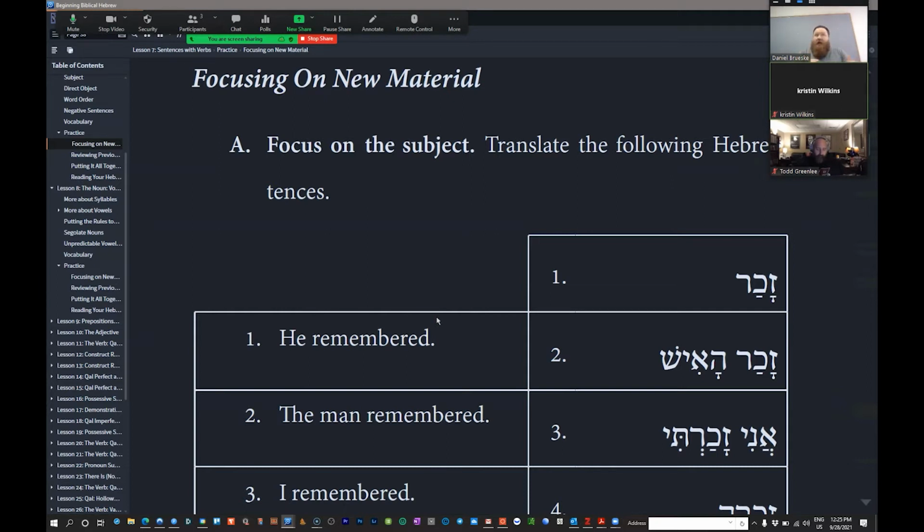But we don't stop there. That is not a translation. That's just analyzing the Hebrew sentence. Once we do that and we fully analyze the sentence, now we can turn to English and say, okay, how would English express what we have found?